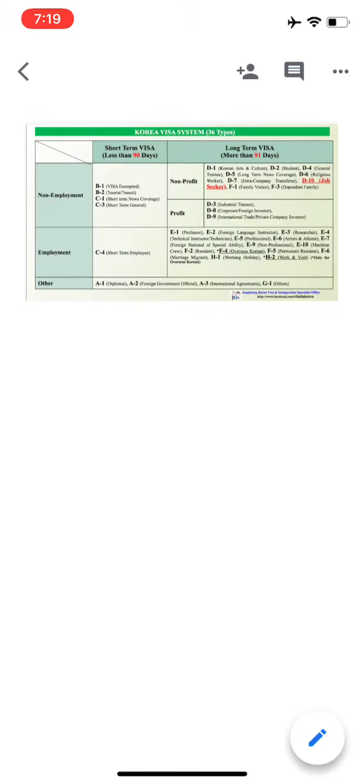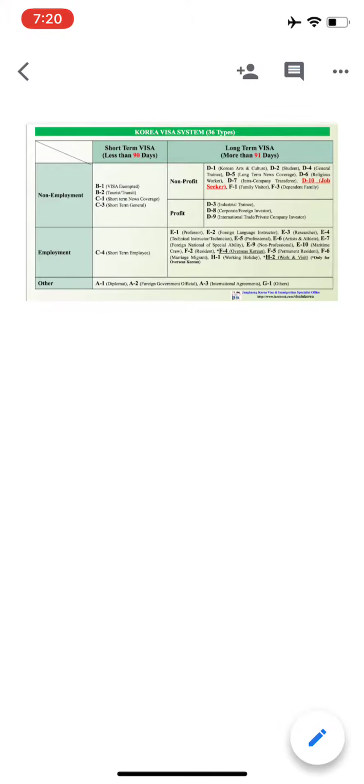Firstly, there is the big category based on the period of stay. Somebody who holds 90 days or less doesn't need to register their address, which means they don't have any ARC. Usually that kind of visa holder can travel in Korea, but is not allowed to work or open their own business.